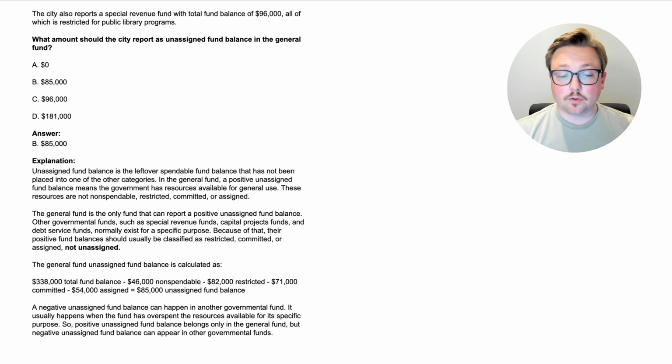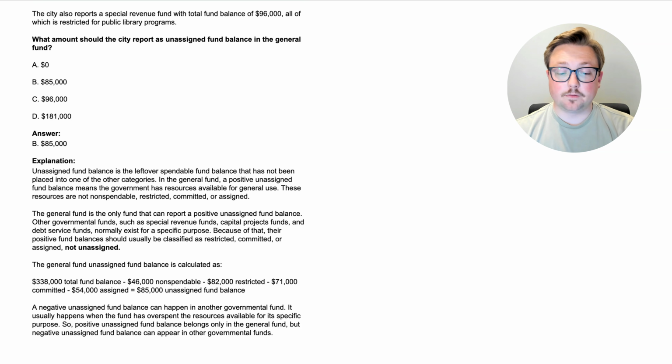Let's keep going. The general fund unassigned fund balance is calculated as follows. So you would take the total fund balance at the beginning, $338,000, subtract the non-spendable, subtract the restricted, subtract the committed, and subtract the assigned, and that gives you $85,000 of unassigned fund balance. Pretty easy. It's really just what's left over, especially when it comes to the general fund.